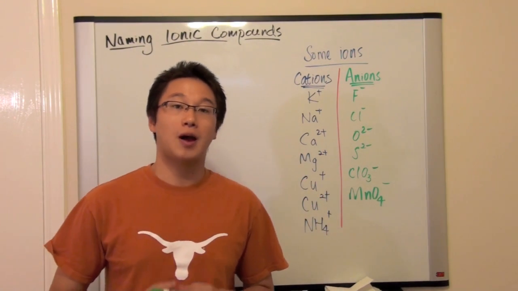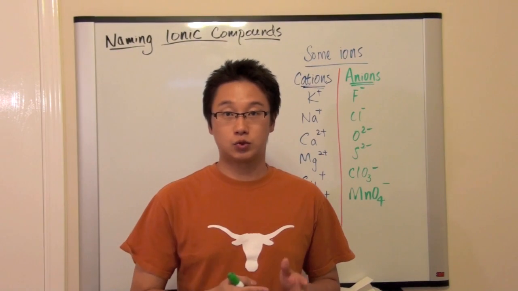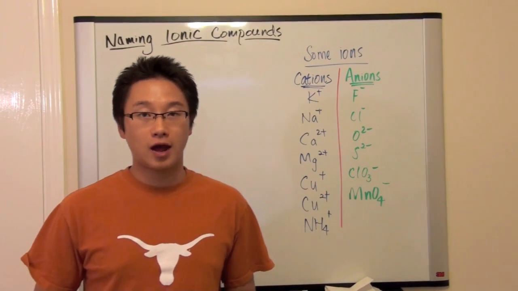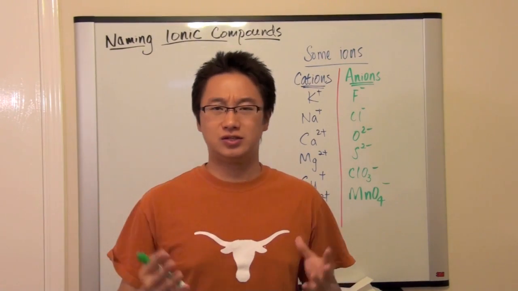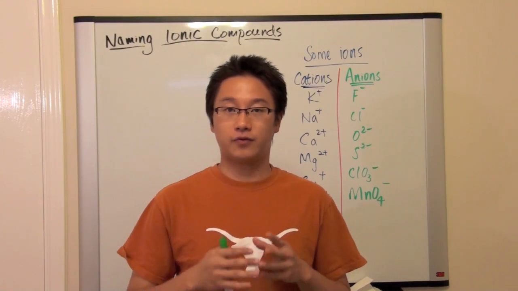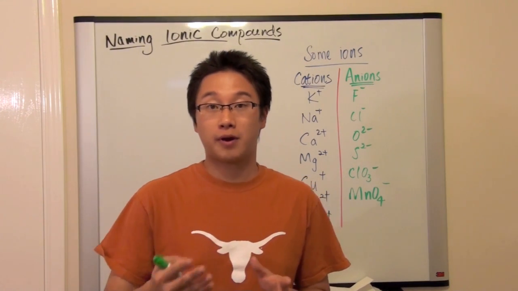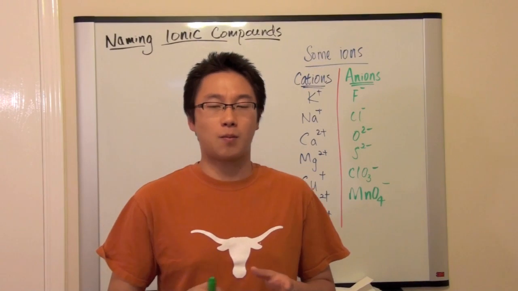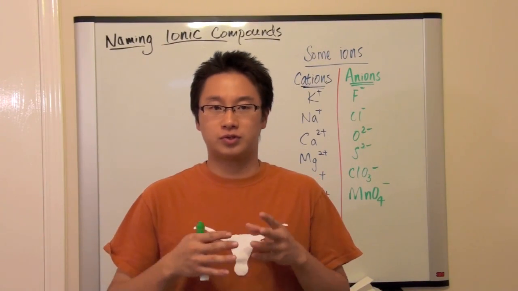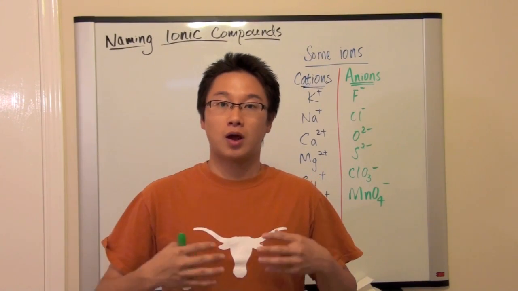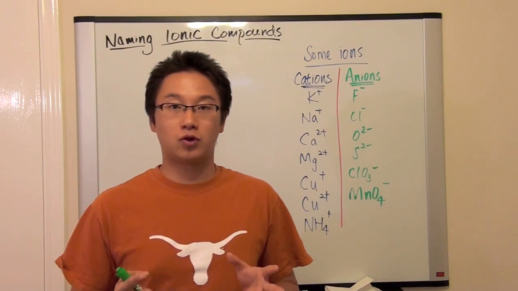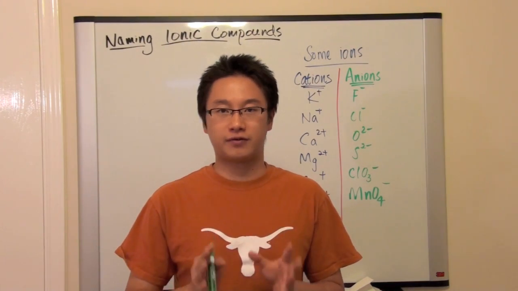We will learn how to name ionic compounds in this tutorial. Now, naming ionic compounds is one of the easiest tasks for naming in chemistry, because compared to naming organic compounds, there are more terms, more systems that you have to learn. But ionic compounds is very simple.